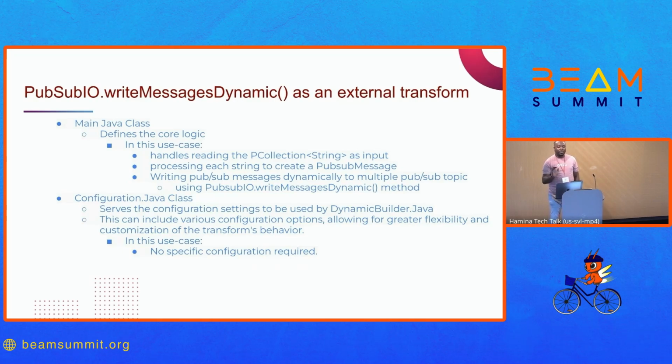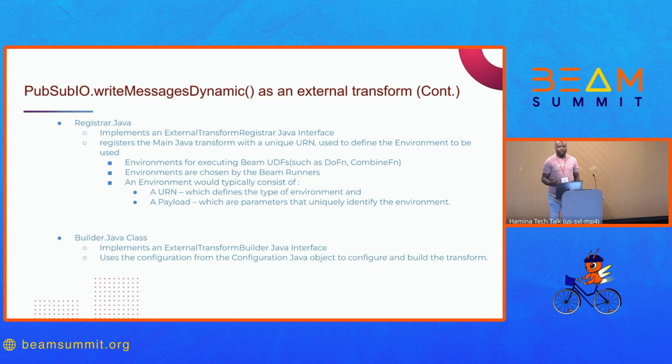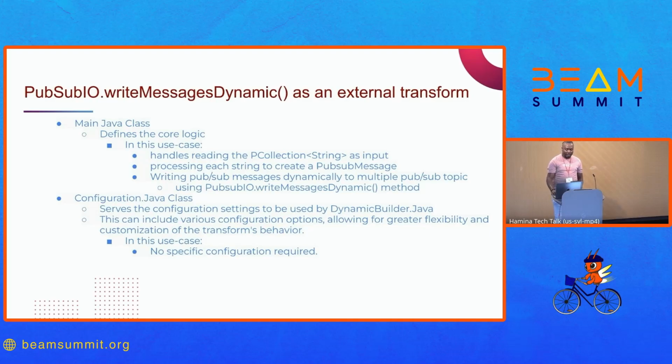To be able to do that, there are three main Java objects that you have to keep in mind that need to be implemented. The first one is the configuration Java class. Also, we have the registrar Java class, and then we have the builder Java class. I don't want to go through the foundational details because there are quite a number of articles on the Apache Beam website about implementing external transforms. Also, in the last few Apache Beam Summits, there have been talks given by Cherm and other Google software engineers about implementing external transforms. So with the knowledge from those, it's easy for us to implement this dynamic topic destination using an external transform.